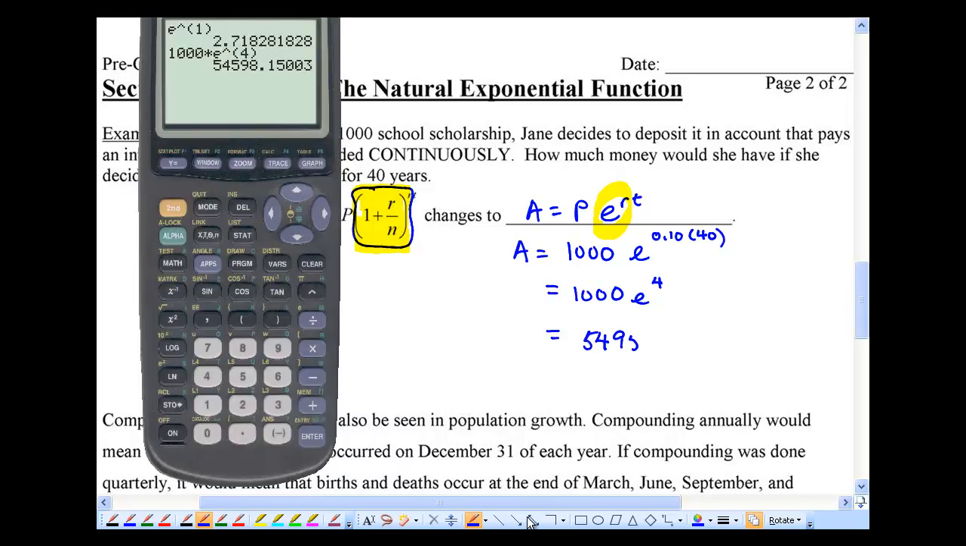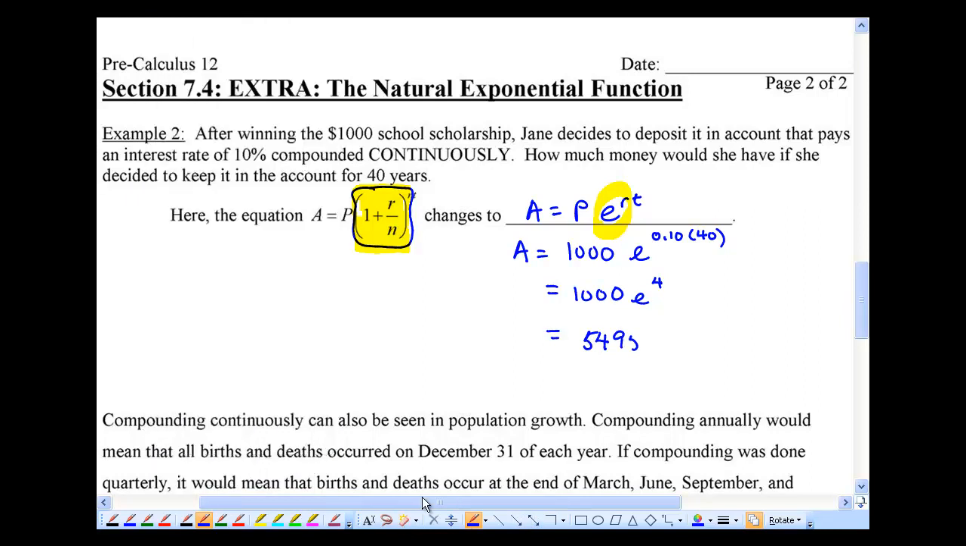54,598. Sorry, 54,598.15. So $54,598.15. Okay, that's probably as much as I can get.